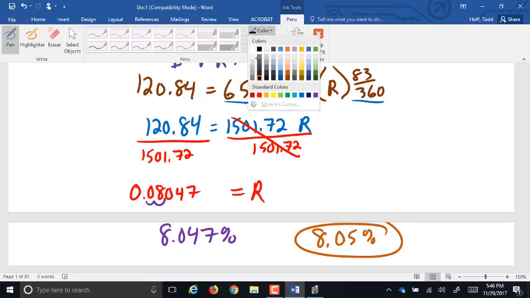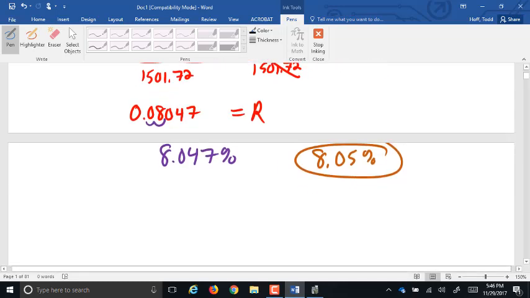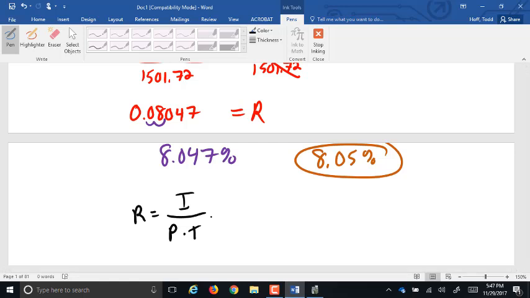Can you not do it for effective rate? What they do in the formula they use, they have it automatically solved so that R is equal to your interest over principal times time, like that. But to me, I'd rather have one formula memorized and do a little bit of algebra to solve it than have to memorize a whole bunch of different formulas.